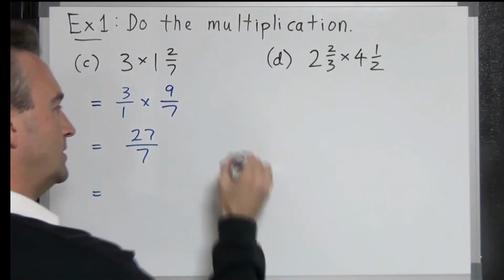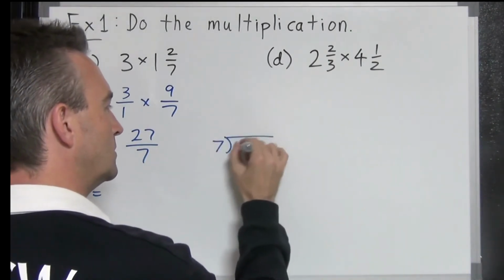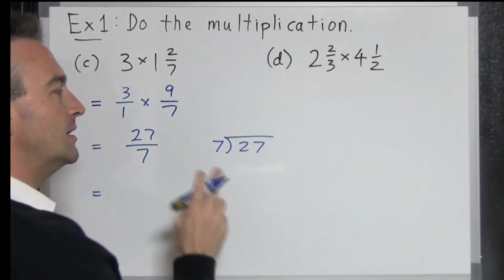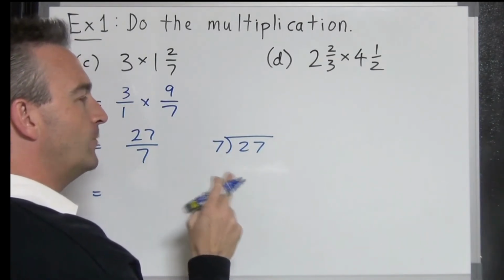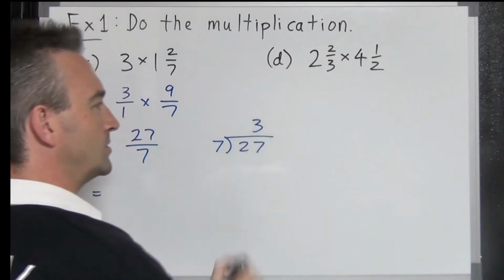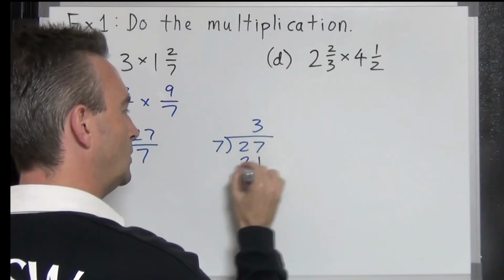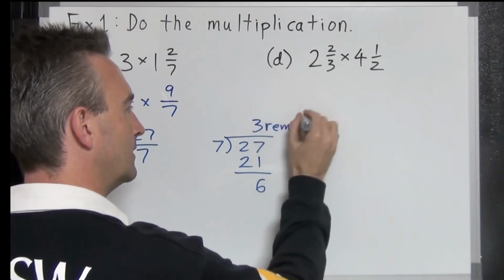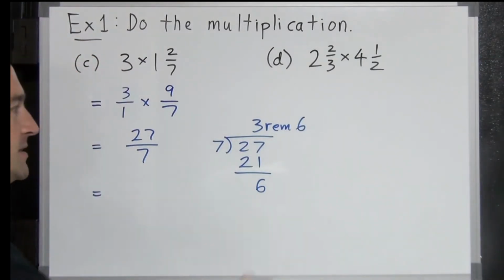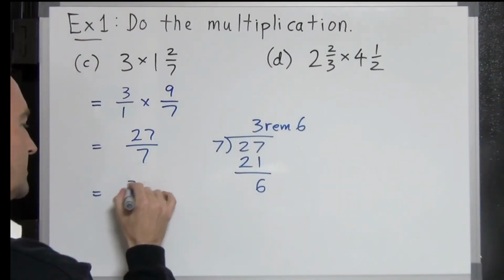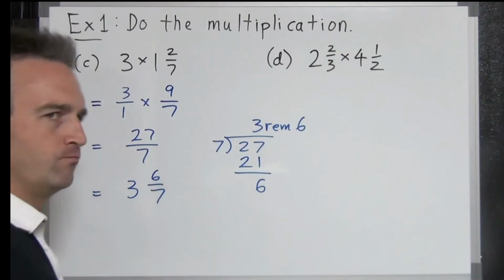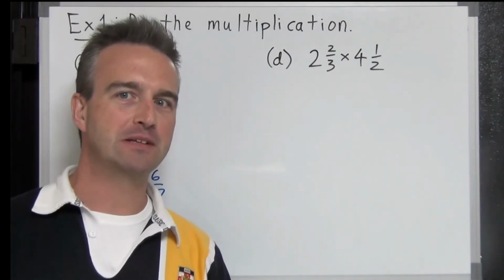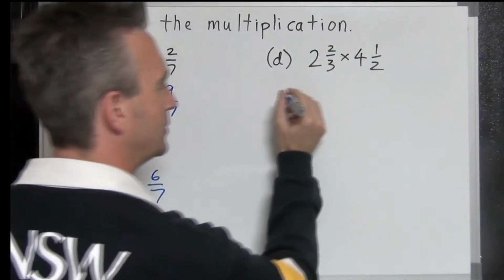27 over 7, let's do the division. 7 goes into 27 how many times? 7 3s are 21, 7 4s are 28. I think 3 whole times. 3 7s are 21, and subtracting we get 6, remainder of 6. So our final answer is a mixed number, 3 and 6/7. So easy. Your turn next, but let's try one more, just to make sure.